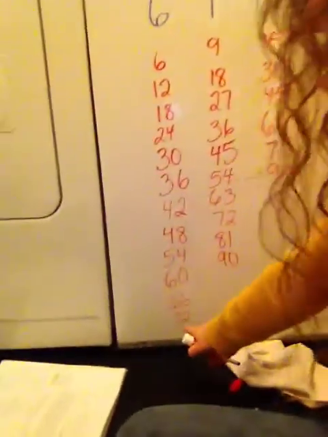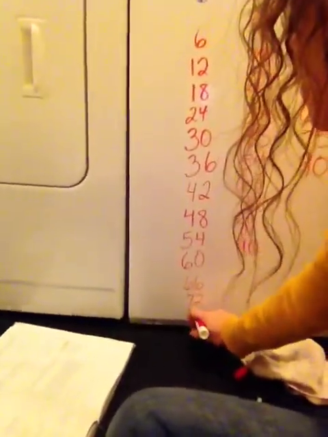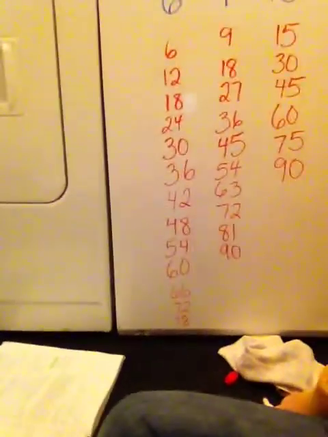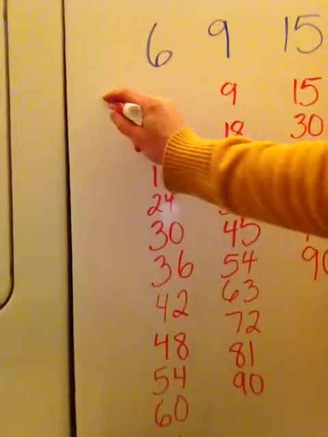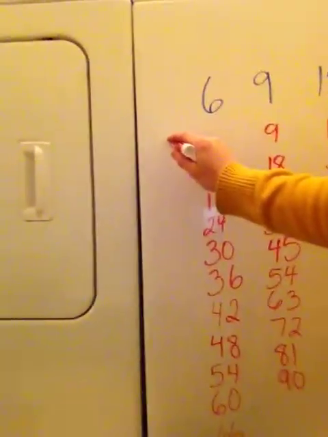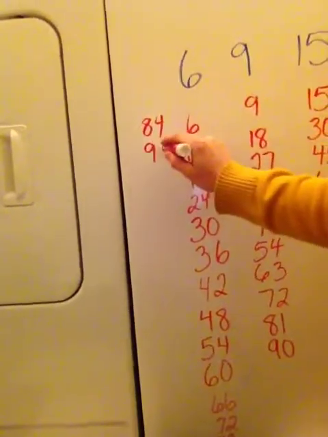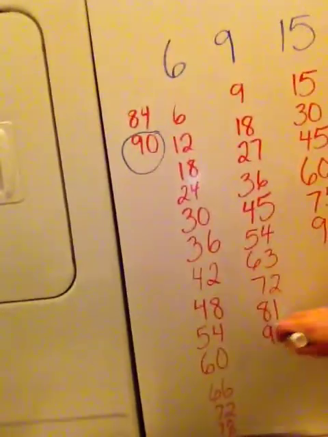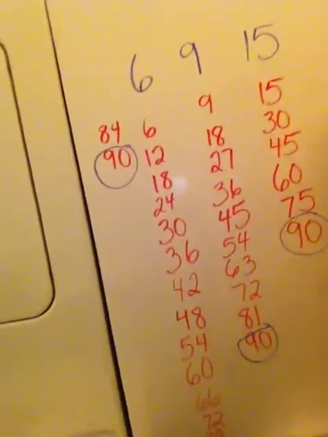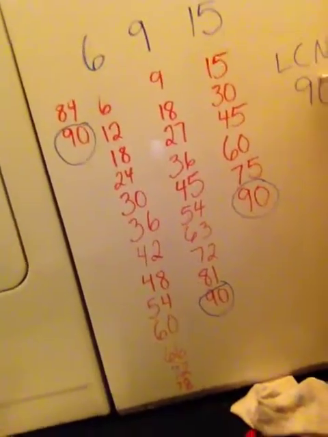Okay, so 72 plus 6 is 78, because it doesn't matter what we multiplied by. So I went down to 78. I'm going to come up here to keep going for that one. Can you see? Let's see, 84, and plus 6 more is 90. Oh, so I've got 90 in every column. So my least common multiple for 6, 9, and 15 is 90.